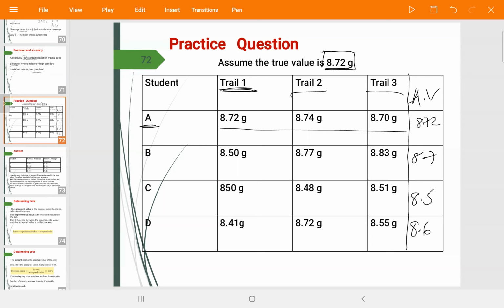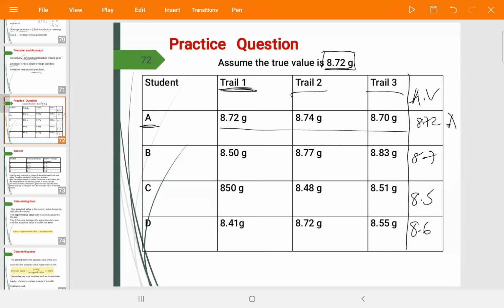Is that it? Yes. All right. So what does this indicate to us, or what can we deduce from these average values? Just compare these values to the true value. Student A has good accuracy. Exactly. So this is an accurate measurement relative to B, C, or D.